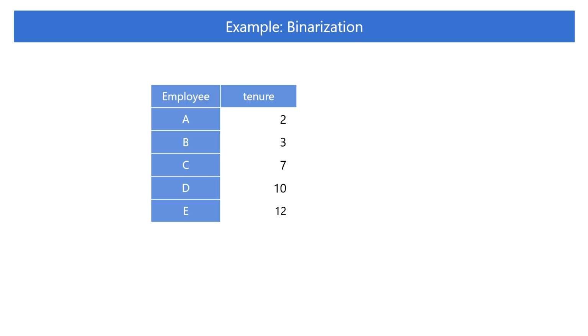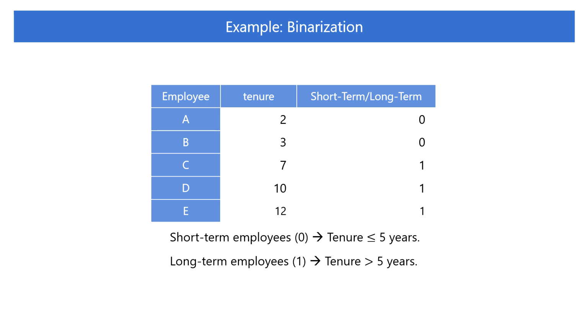As an example, let's consider an employee dataset that records employees' tenure. Instead of using tenure as a continuous variable, we may define a short-term employee as an employee whose tenure is less than or equal to 5 years, and a long-term employee as an employee whose tenure is greater than 5 years. And let's encode tenure as a binary variable, with short-term employees as 0 and long-term employees as 1. After binarization, the dataset will be revised in this way.